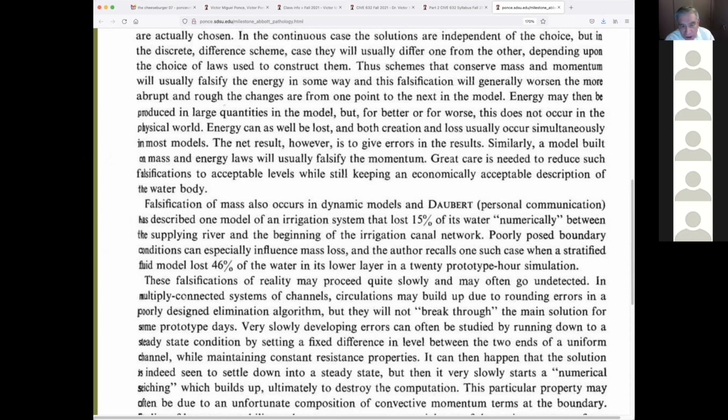Poorly posed boundary conditions can especially influence mass loss, and the author recalls one such case where a stratified model lost 46% of the water in its lower layer in a 20-hour simulation. I remember very clearly that in 1975, when we were talking to Abbott, we were young people and he was older, and he was talking about the falsification of mass, and he says, yeah, this is something we had to contend with. Be careful when you do your models, because if it's not right, they could falsify.